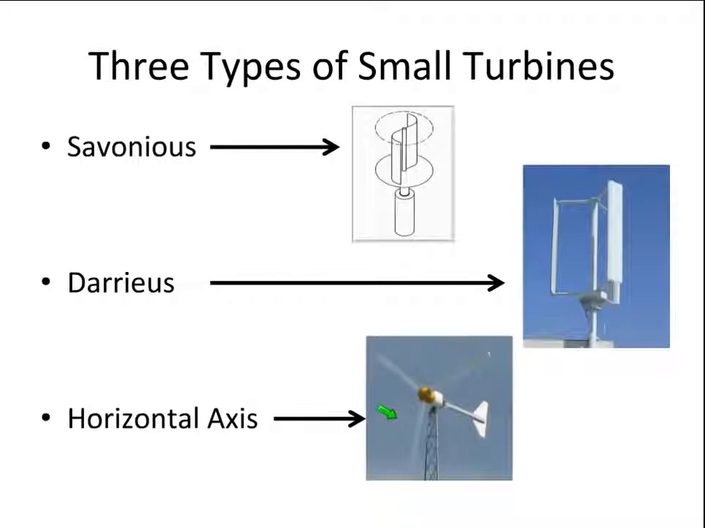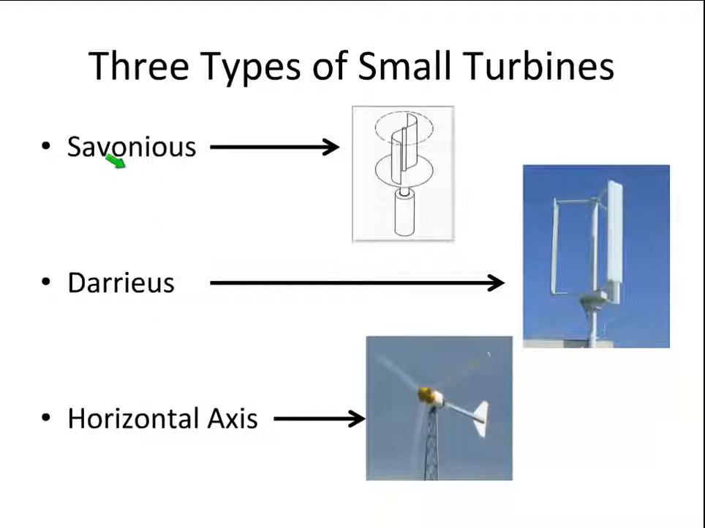There are three different types of turbines predominantly, and they are going to have different efficiencies because they have different designs. Turbines look many, many different ways, but we can really bring all of them back to these three general types.